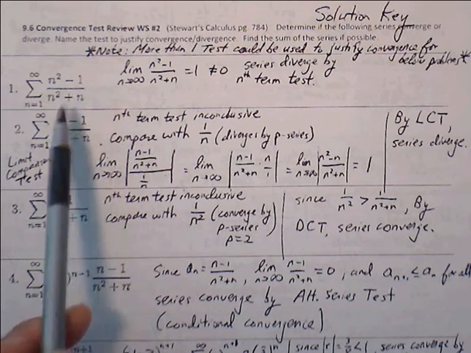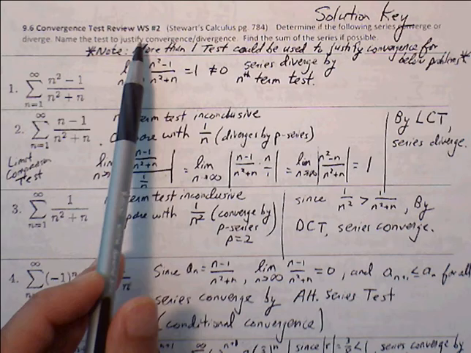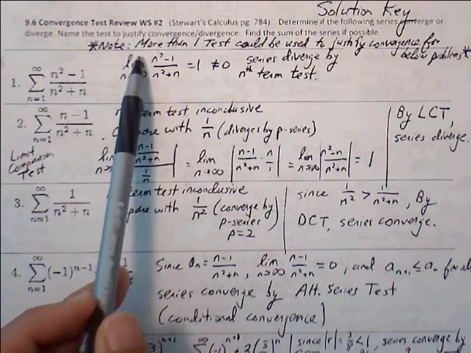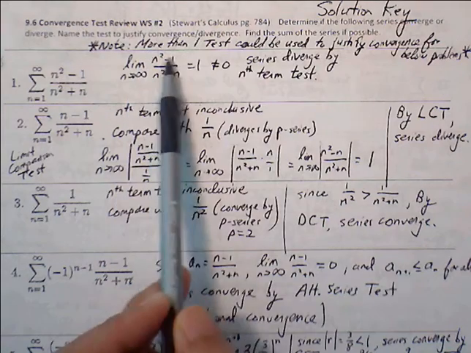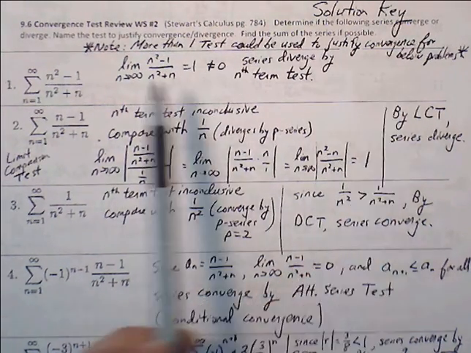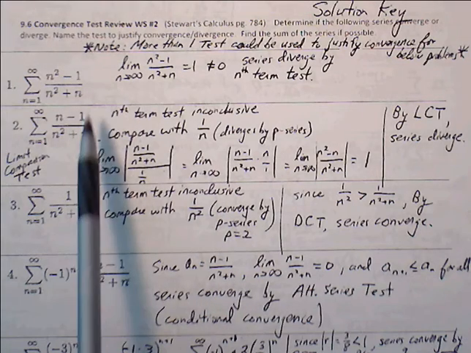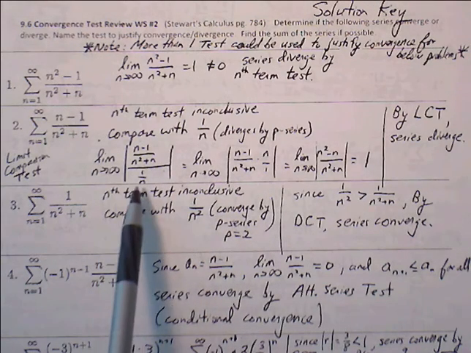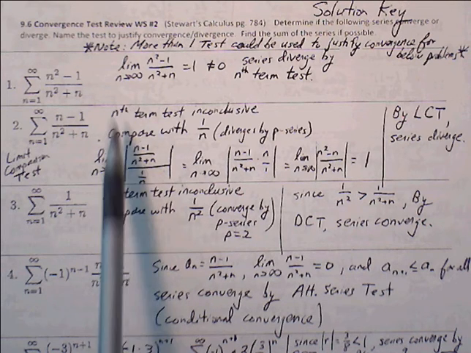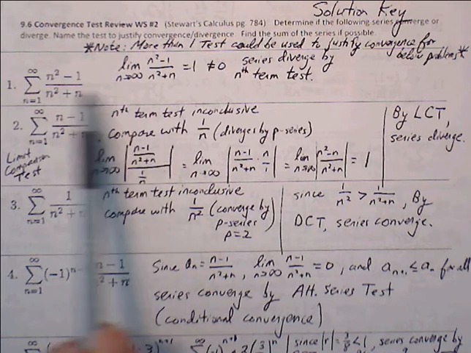Okay, we're looking at the first page of the 9.6 Convergence Review Worksheet 2. All right, number one. Well, first off, we can note that there's more than one test that could be used to justify convergence for some of the below problems. So I'm just going through the solution that I used for these problems, but there could be more than one test than the ones given in the solution here.